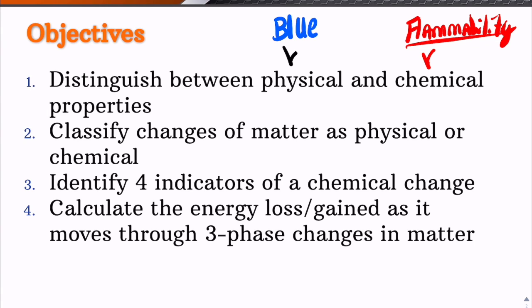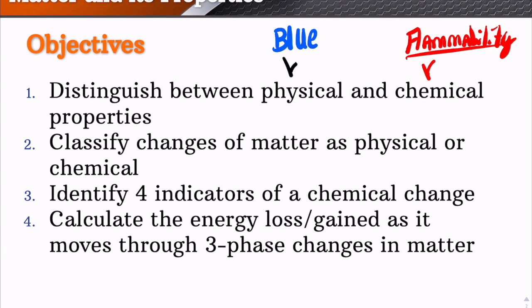The second thing that you need to be able to do for Chapter 2, Section 2 is to be able to identify or classify changes of matter as whether they're physical changes or chemical changes. So melting, is that a physical change or a chemical change? Oxidation, is that a physical change or a chemical change? So we'll look at those, and any of those changes that might occur, you need to be able to identify at least 4 indicators that a chemical change is taking place.